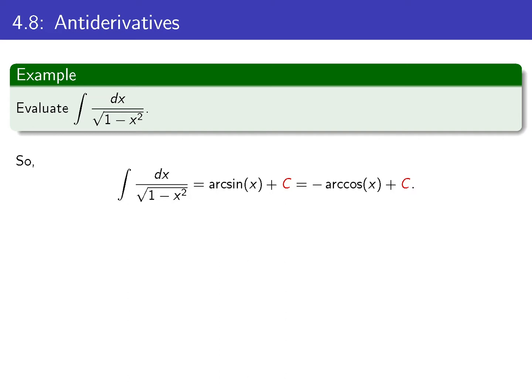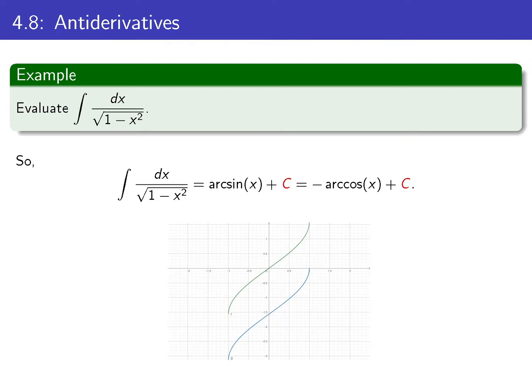If you're asking yourself, how can both arc sine and negative arc cosine be antiderivatives for the same function? Also notice that since arcsine and negative arc cosine are antiderivatives for the same function, they must differ by a constant. In fact, in this graph, you can see that minus arc cosine is just arcsine shifted down by pi halves.